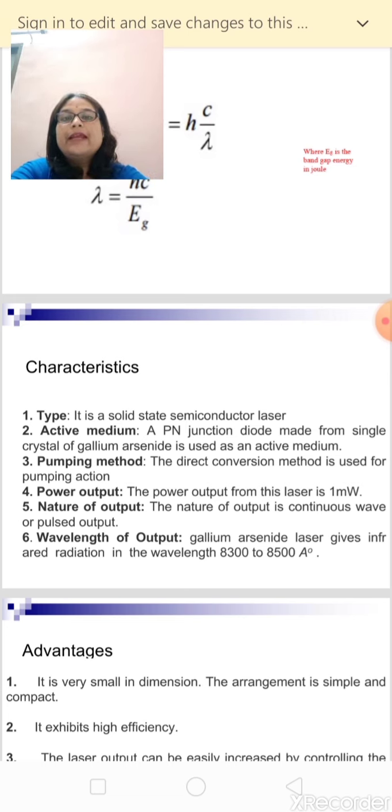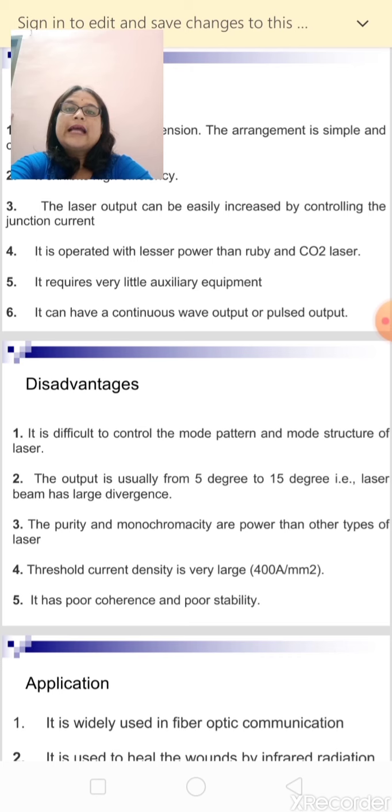Now obviously it also has disadvantages. What are the disadvantages of the semiconductor diode laser? It is difficult to control the mode pattern and the mode structure of the laser. The output is usually from 5 degree to 15 degree, that is, the laser beam has large divergence. The purity or monochromaticity is poorer than other types of laser. Threshold current density is very large. It has poor coherence and poor stability. These are the disadvantages of the semiconductor diode laser.